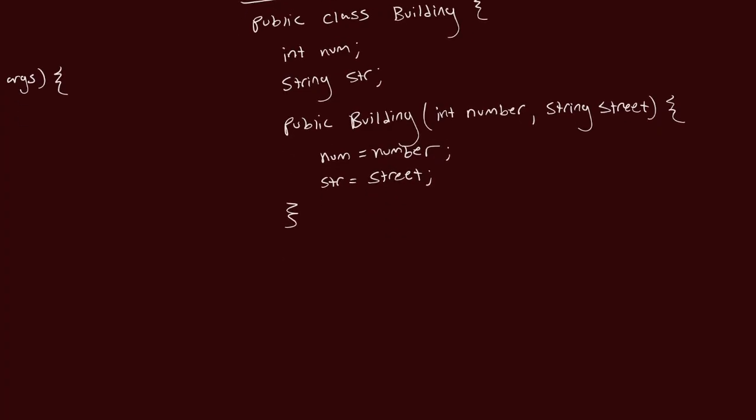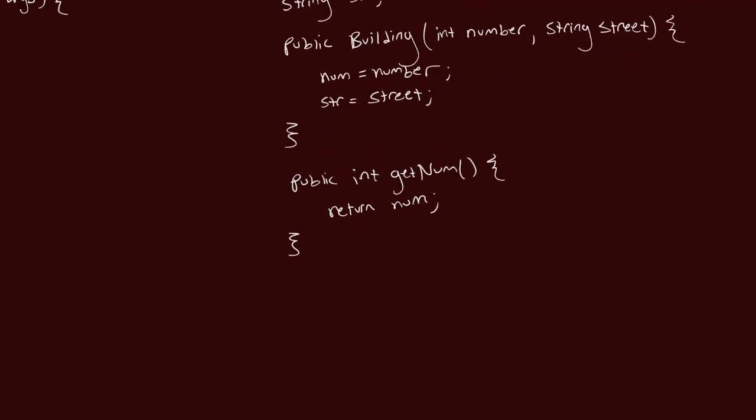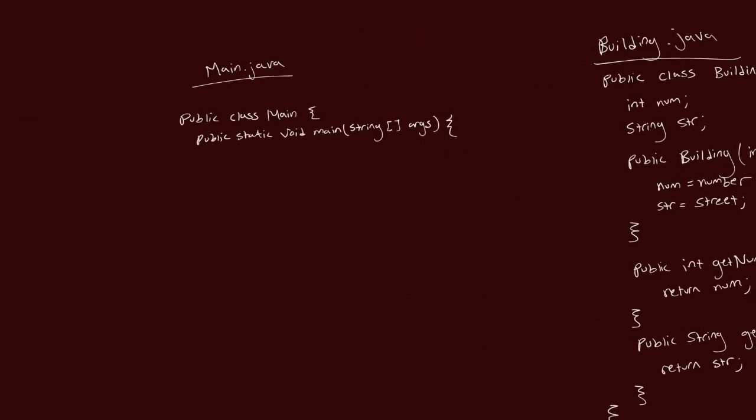There we go. And then obviously let's return everything. So let's do public int getNumber. So we'll just do return num, and then do public string getStreet. Okay, and we'll do return str. Alright, so we have our building class finished.